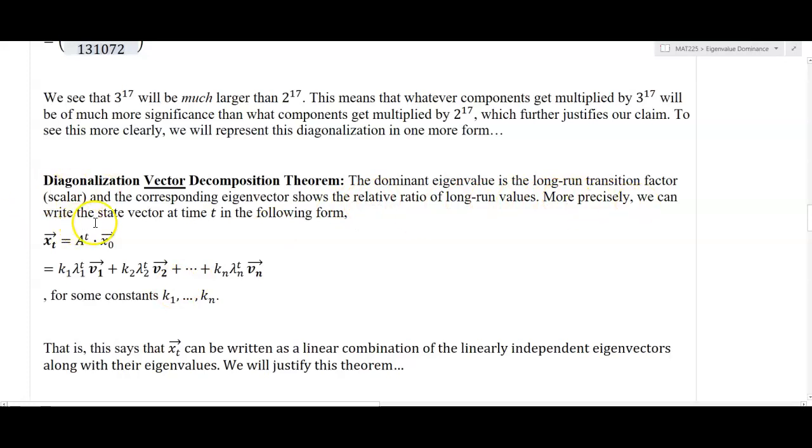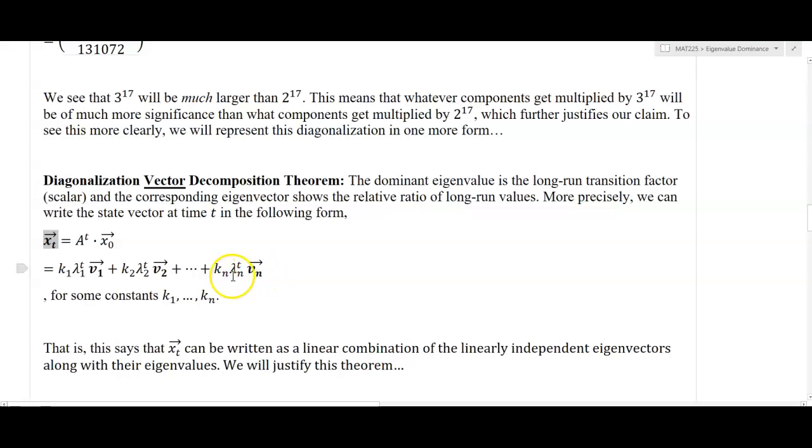More precisely, we can write the state vector at time t in the following form. So x of t, this is the old form where we basically take A to the t times the initial state. And we're going to argue that you can actually write x sub t in this vector equation form, k1 lambda 1 to the t v1, plus k2 lambda 2 to the t v2 plus etc. depending on how big your matrix is.